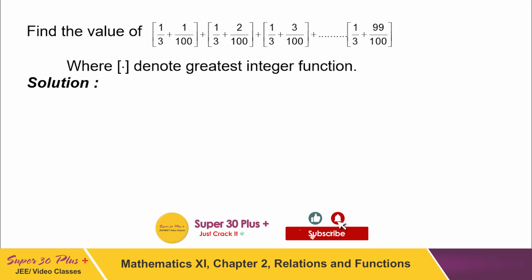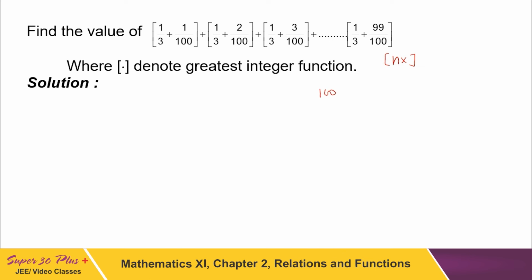What will be the answer? It is the nx greatest integer. What is the n? The value of n is 100. And what is the x? X is 1 by 3. Your answer will be greatest integer of 100 by 3.